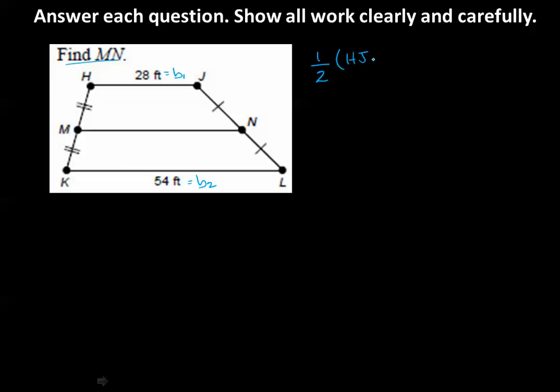So I'm going to have HJ plus KL is going to equal MN, which is my midsegment. So I'm going to plug in the information they gave me. HJ is 28, KL is 54, and that equals the measure of MN.